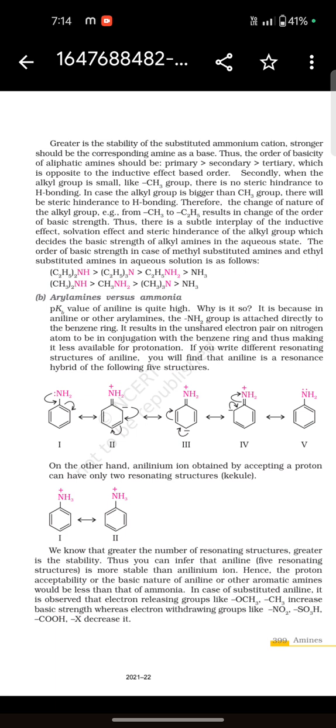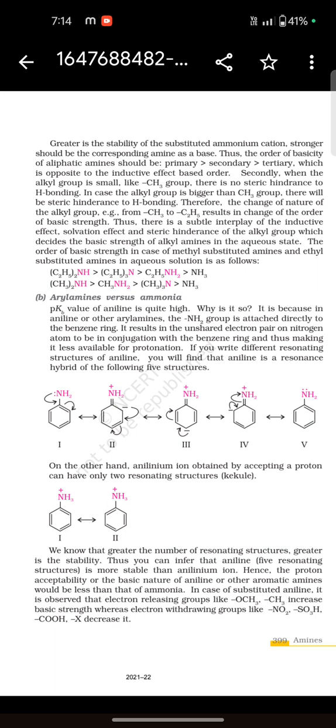The order of basic strength in the case of methyl substituted amine and ethyl substituted amine in aqueous solution is as follows: (C2H5)2NH > (C2H5)3N > C2H5NH2 > NH3.